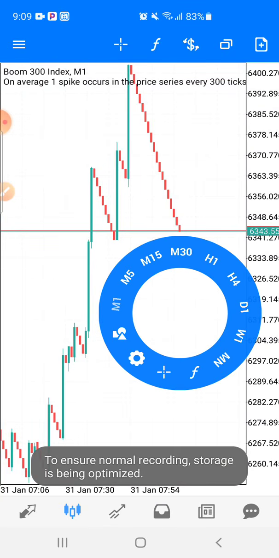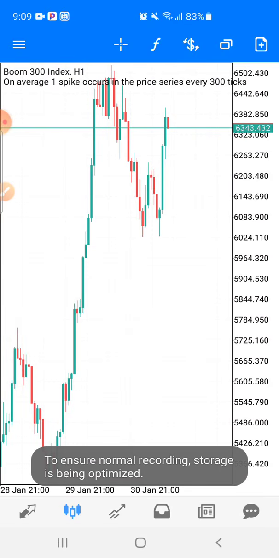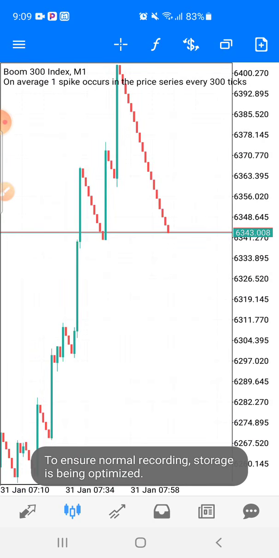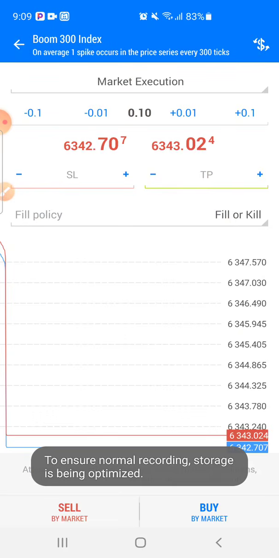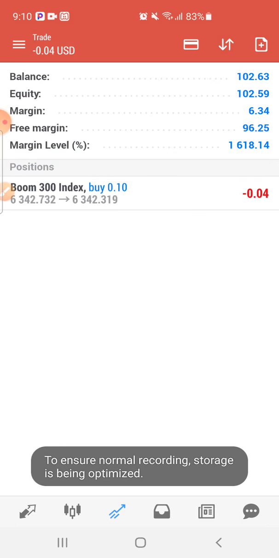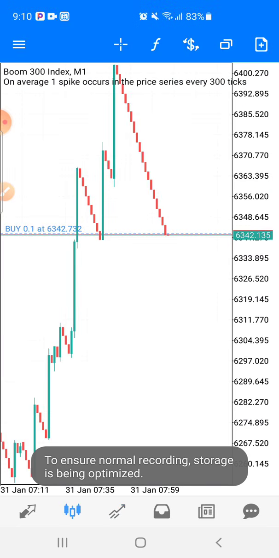Let me show you my analysis first, or rather let me place a trade so that I won't miss the spike, so that in the course of explaining, the spike will come. I'm going to use the lowest lot size and place a buy. All right, I've bought this.